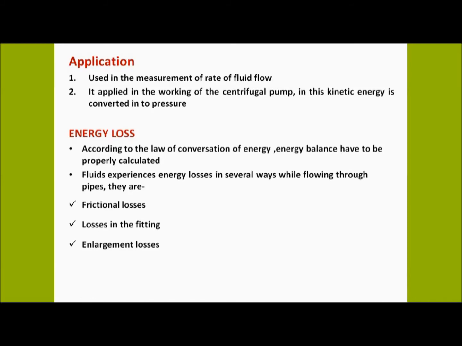Next is the loss due to enlargement. Sometimes the diameter of the pipe is less somewhere and more somewhere else. If the fluid is coming from a small diameter to a large diameter, automatically the flow of the fluid will come down as the diameter enlarges. This is known as the enlargement loss. And we have the contraction loss. Similarly, if the fluid is coming from a bigger size pipe and converging to a smaller size pipe, then also there will be a loss of energy, which is known as the contraction loss.